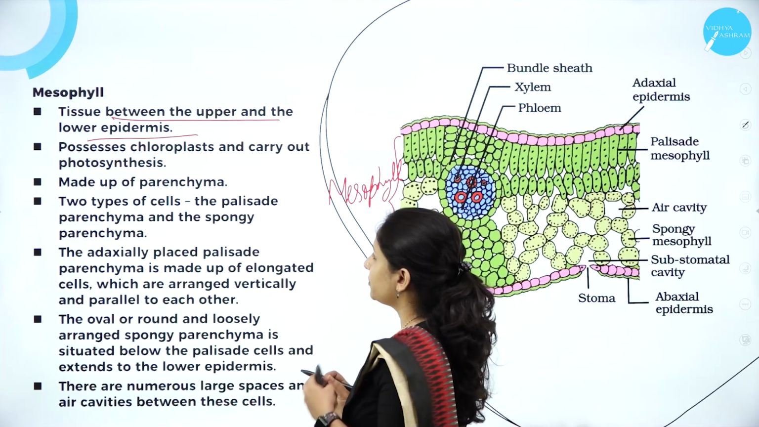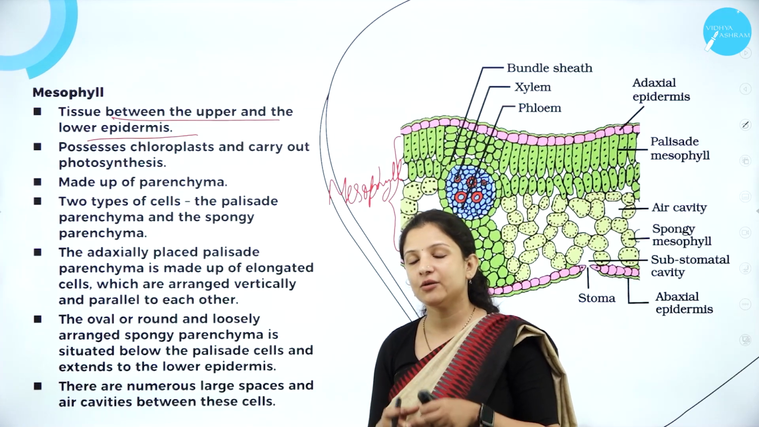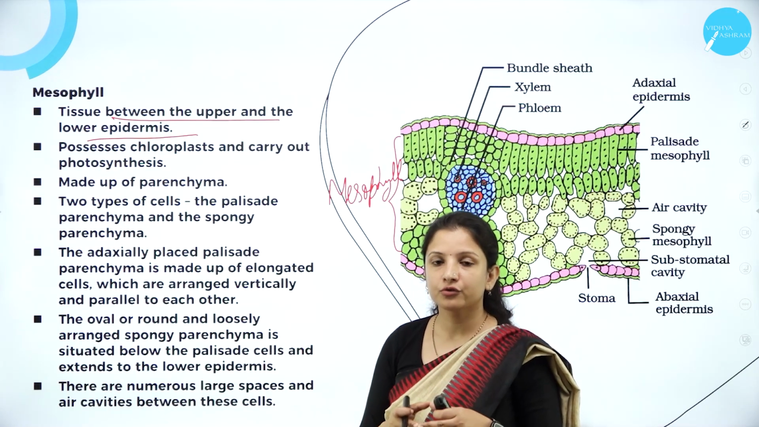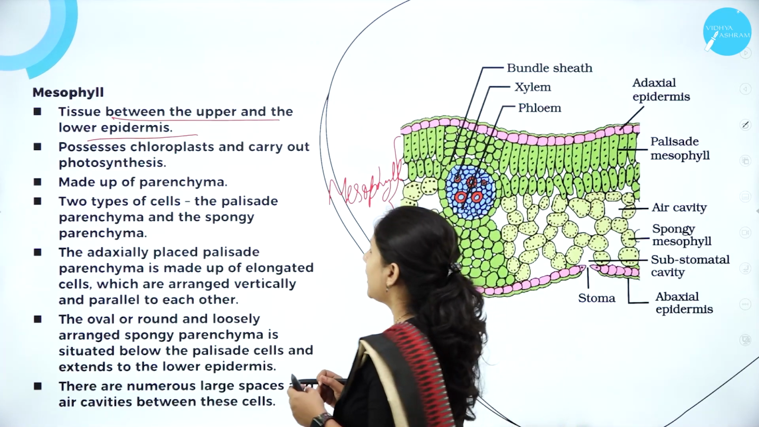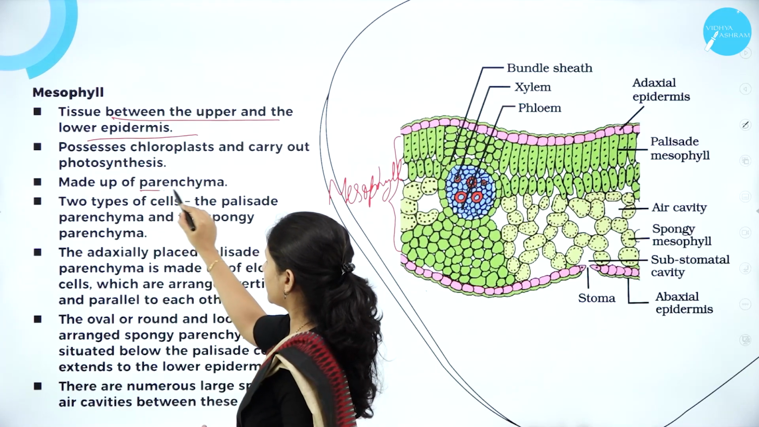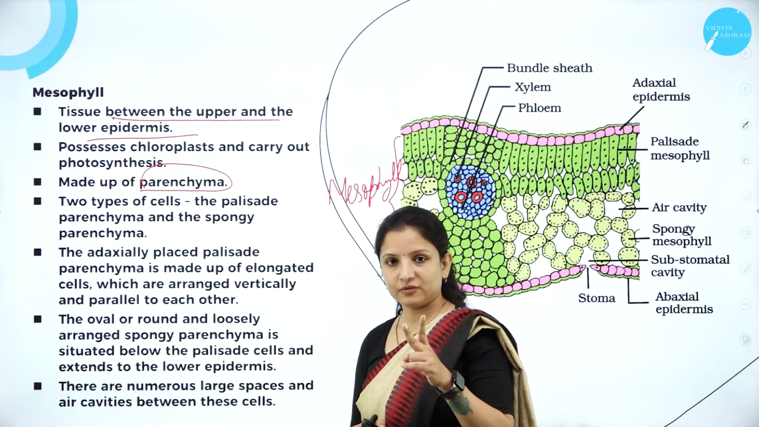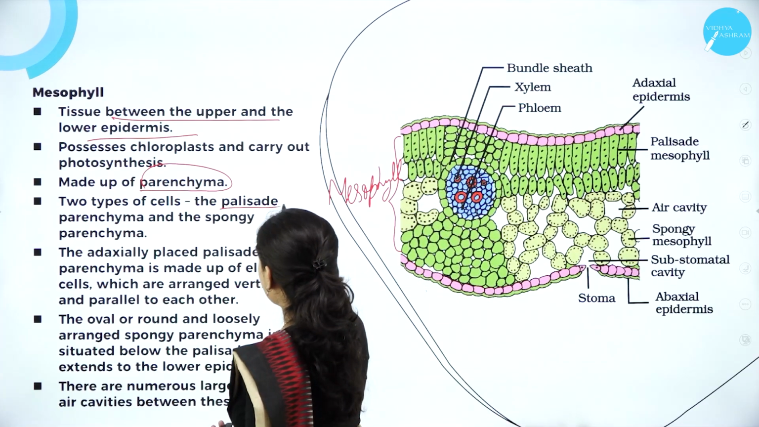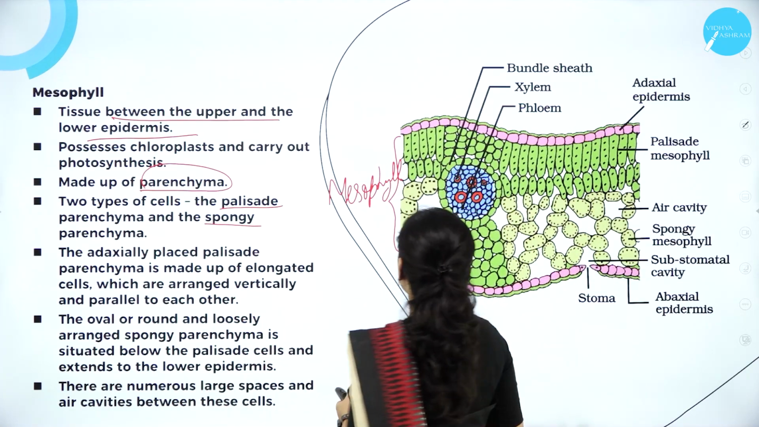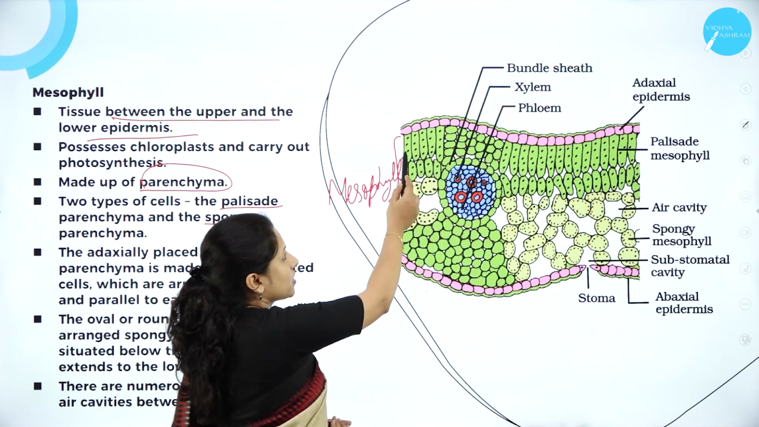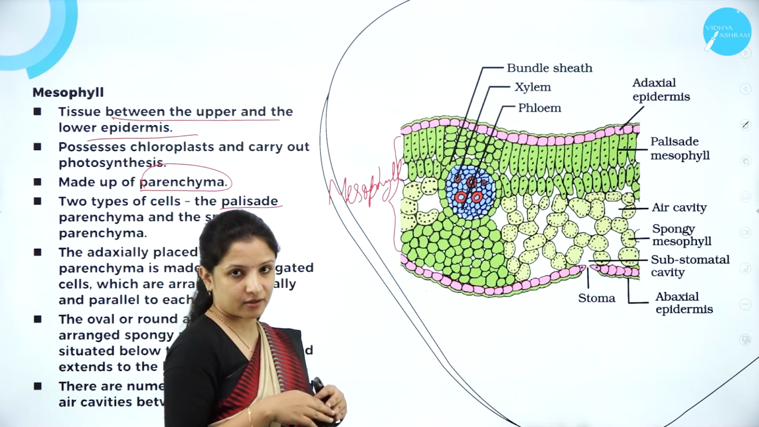Let's look into it. So, mesophyll cells possess chloroplasts, and chloroplasts are very, very important in plants in order to carry out photosynthesis because they contain a pigment called chlorophyll. And these are made up of parenchyma cells itself. Usually, they are made up of two types of parenchyma cells, palisade parenchyma cells and spongy parenchyma cells. What is the difference? Look at the palisade parenchyma cells. They are elongated and they are arranged close to each other without much intercellular spaces.